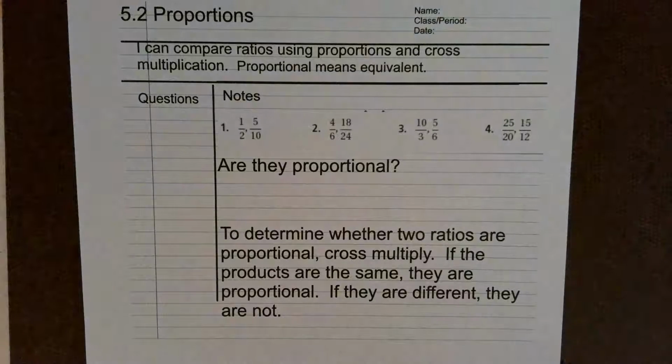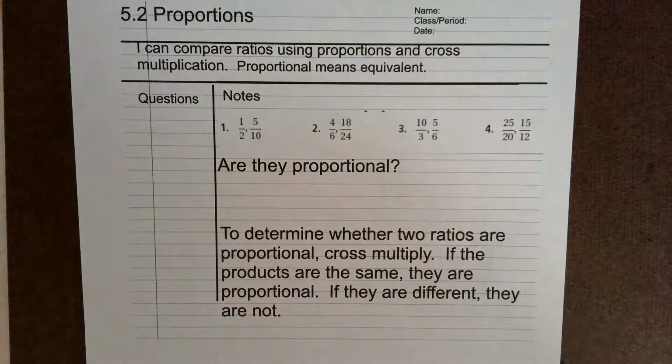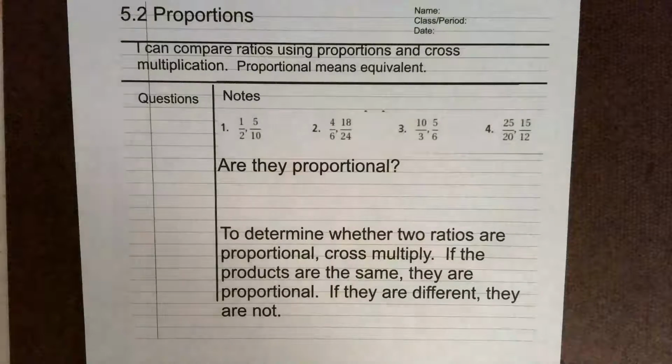Right, so this week we are starting to talk about proportions, and this is a huge part of the 7th grade curriculum: proportionality. So today's I can compare ratios using proportions and cross multiplication. Proportional means equivalent. So when we're talking about proportionality, we're talking about equivalency or equal.